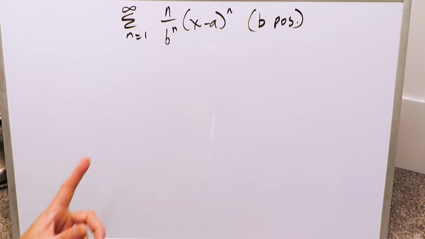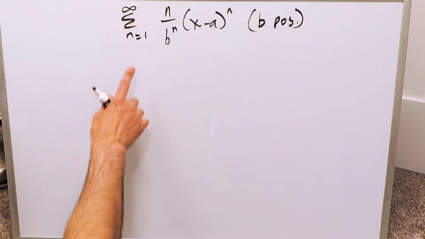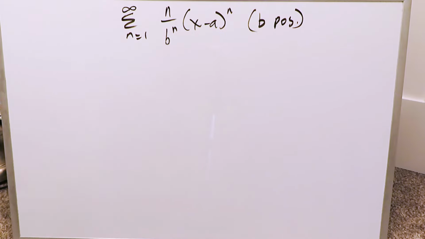I am Mr. Ish. I had this request from a viewer to solve this out. A question from their class, from their course. A power series question they wanted solved out. N equals 1 up to infinity. We have n divided by b to the power of n times x minus a to the power of n. The b here is a positive value larger than 0.